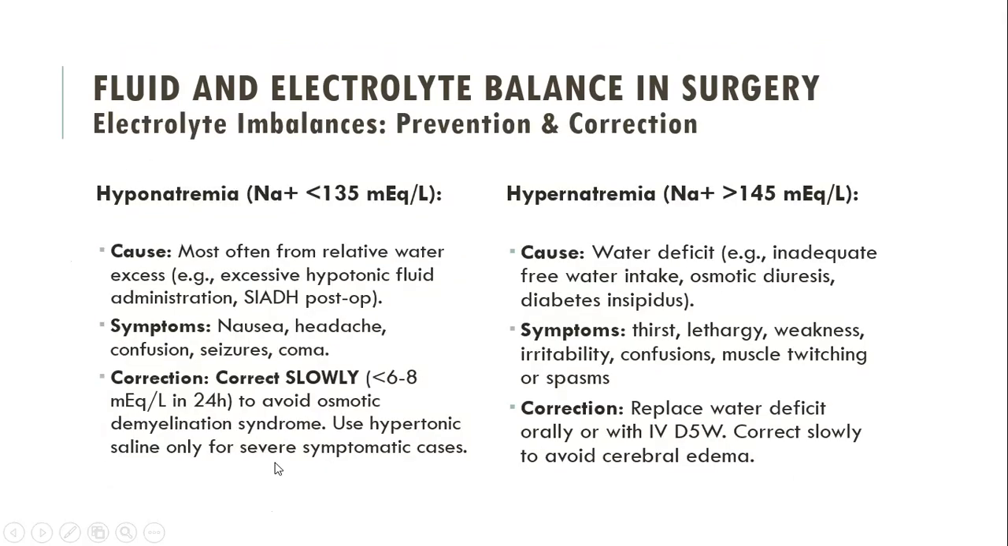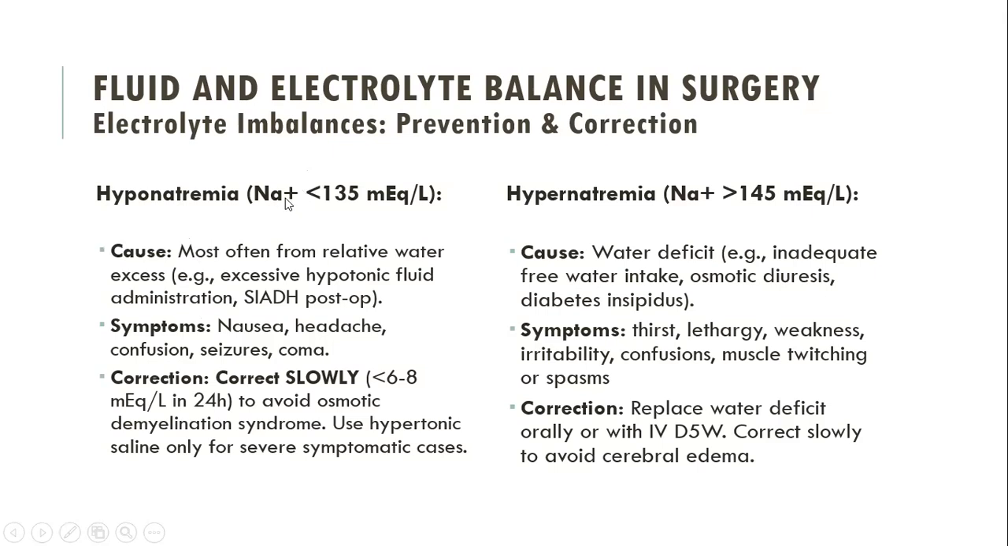So when you are reading about fluid and electrolyte balance in surgery, there are four common electrolyte imbalances which you will encounter. The one is hyponatremia, the other is hypernatremia, and in the next slide we will be learning about hypokalemia and hyperkalemia. So you have to understand what hyponatremia is, what the causes are, what the symptoms are, and how you will correct it. And the same goes for hypernatremia.